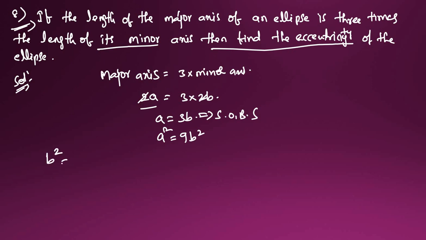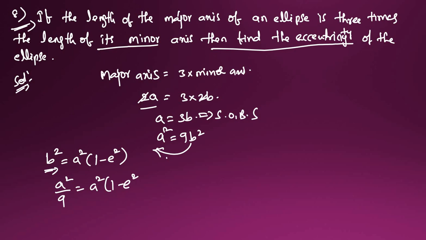And what is b square equal to? b square is equal to a square into 1 minus e square. So in the b square place I will write a square by 9. a square by 9 is equal to a square into 1 minus e square. So a square will get cancelled. 1 minus e square is equal to 1 by 9 will come here.